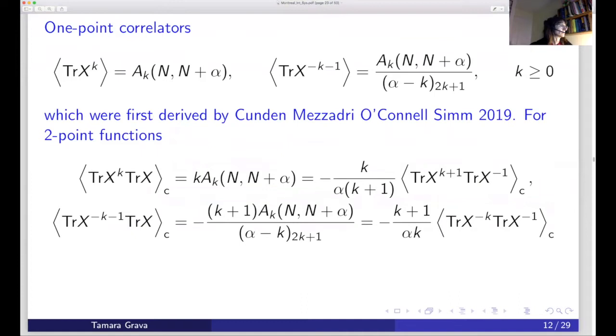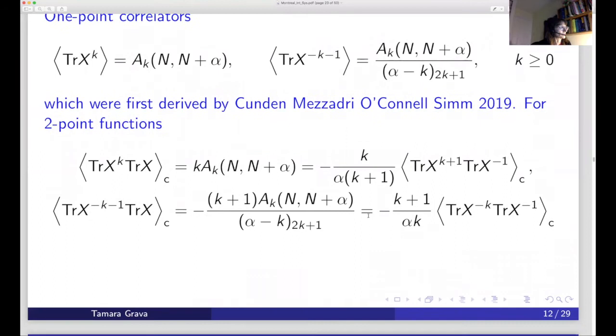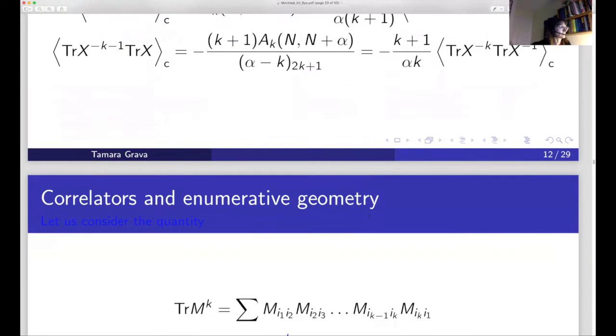And this kind of relation persists when we consider also two points. So for example, for trace x to the k times trace x, we have this relation. So we have again this orthogonal polynomial alpha k. And there is a relation, so you can put a minus one here or minus one here. But you see, there is a kind of reciprocity law between all these coefficients that is given here. And you can go on and check things. Okay, so this is as far as the calculation of the coefficients, and this concludes the first part of my talk. Let me now say something about what these coefficients count.